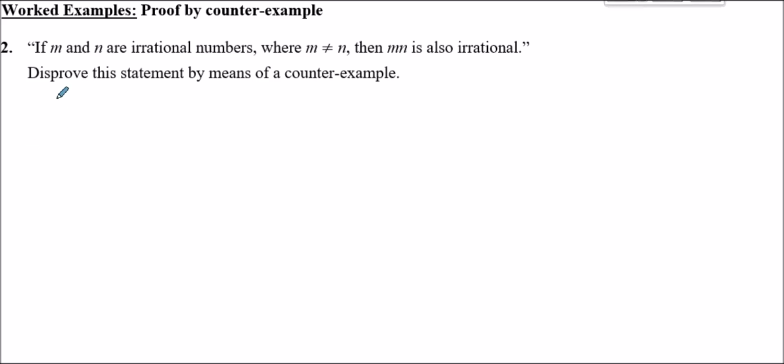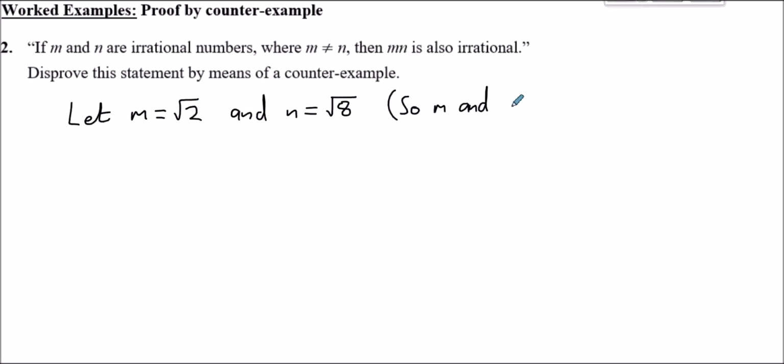What I'm going to do here is let m be root 2 and n we could make root 8. So m and n are both irrational. Root 2 is irrational and root 8 is irrational as well.